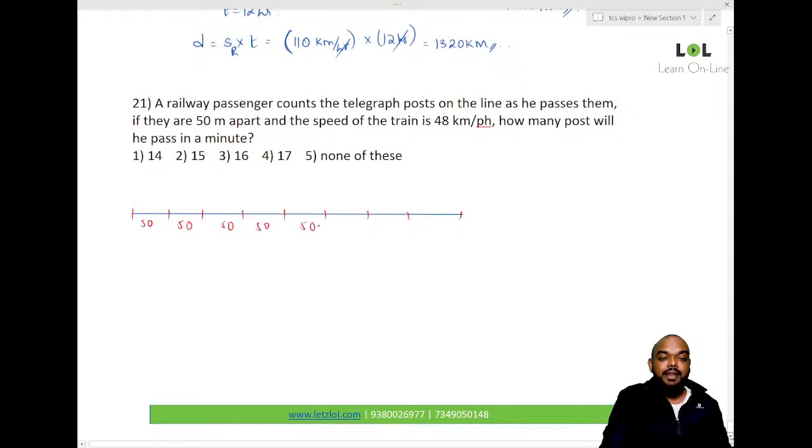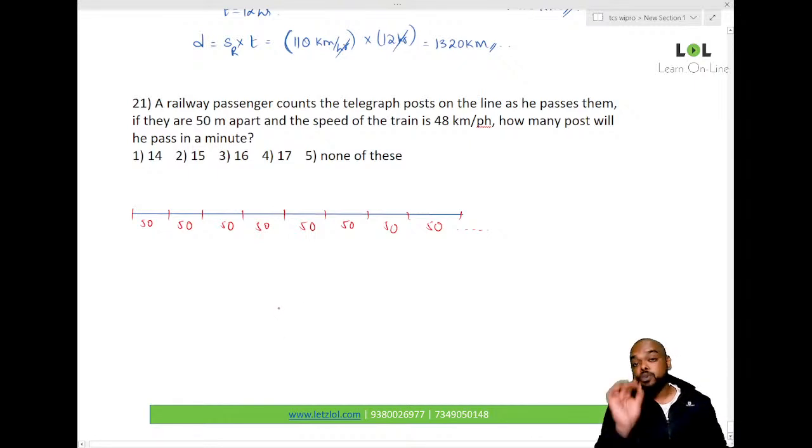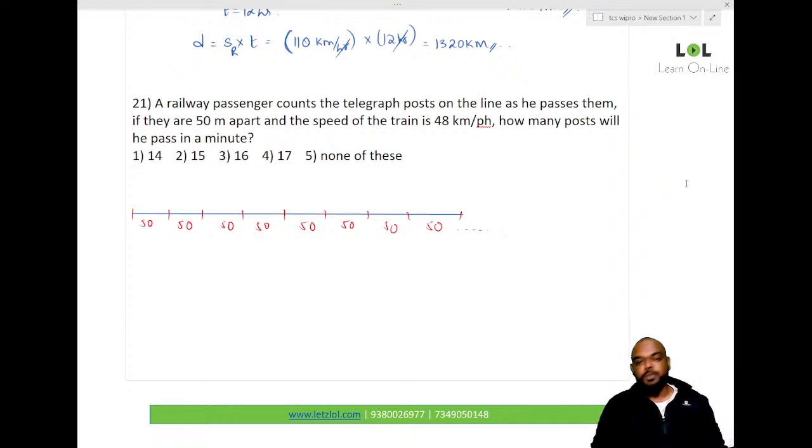Now if the train is traveling at 48 km per hour, how many posts will he pass in a minute? Can anybody tell me? What should I calculate first here? Think. Tell me what can I calculate in the first case here? Anybody? Anyone? Distance divided by 50 is perfect, Sumuk.